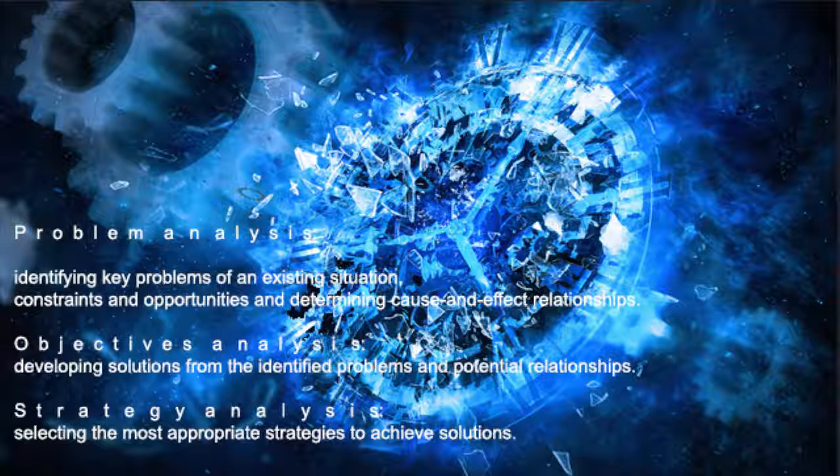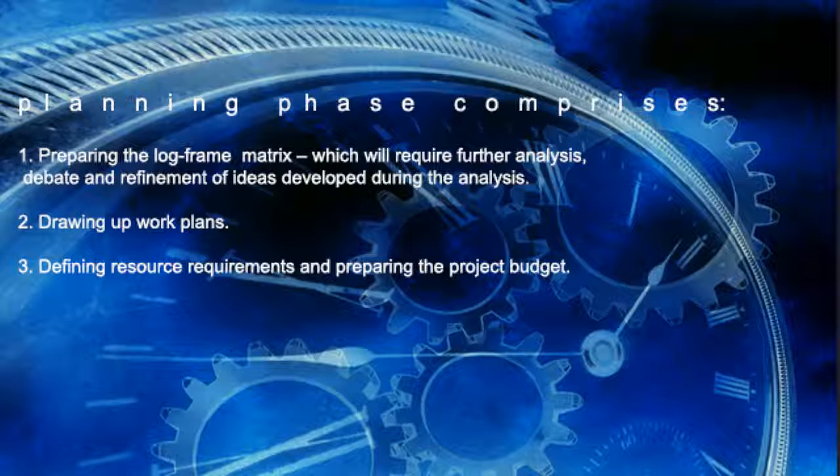Problem analysis identifies key problems of an existing situation, constraints, and opportunities, determining cause and effect relationships. Objective analysis focuses on developing solutions from the identified problems and potential relationships. And strategy analysis involves selecting the most appropriate strategies to achieve solutions. In the design stage, the results of the describe stage are translated into a practical strategy ready to be implemented.